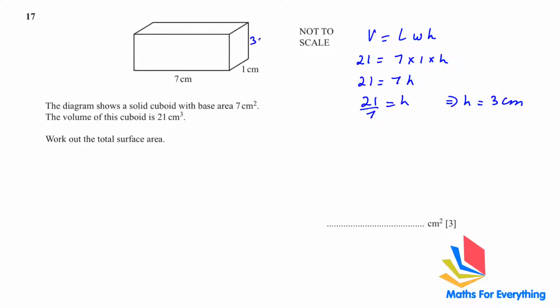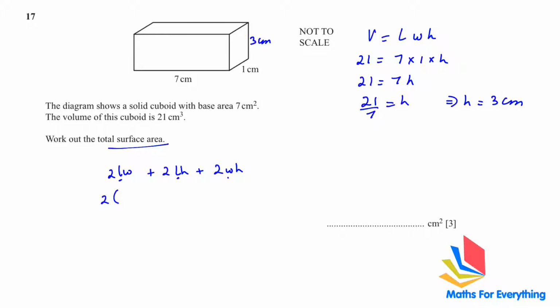This is 3 centimeters. To find the total surface area, we use the formula 2 times length times width plus 2 times length times height plus 2 times width times height. It's not a very complicated formula, it may seem so. If you notice, you multiply length with width 2 times and then width with height. That's it. Now we are going to replace everything that we have.